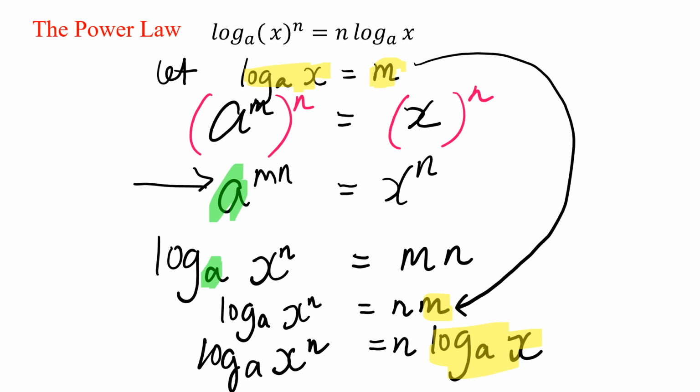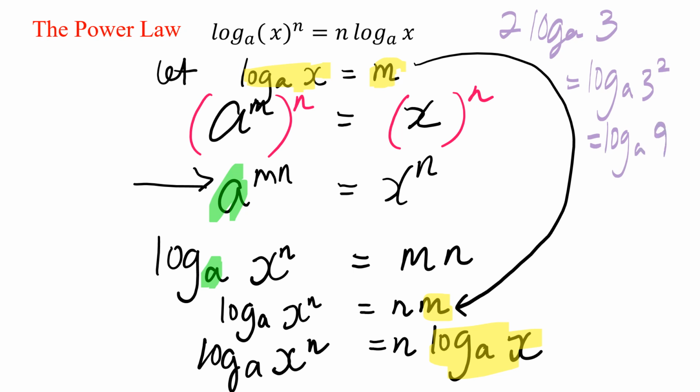To give you an example of how to use the power law, if you have, let's say, 2 log 3 base a, you can use the power law to give you log base a of 3 to the power of 2, and that gives you log base a 9. Or likewise, if you have log base a of 4 to the power of 3, you can actually bring the 3 to the front of your log base a 4. That's how you use the power law.